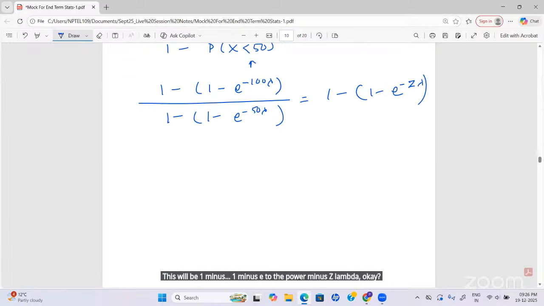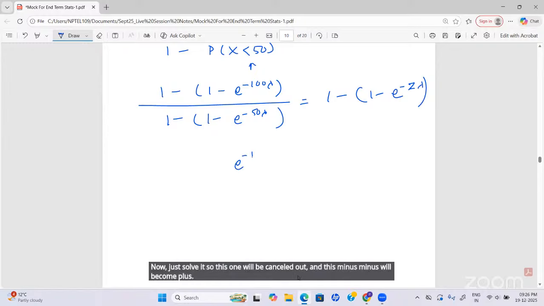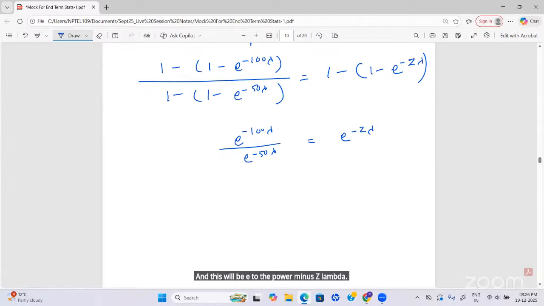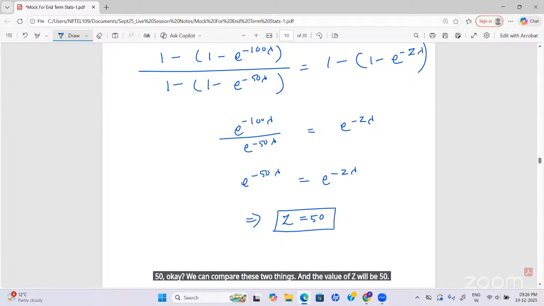Okay, now just solve it. So this 1 will be cancelled out and this minus will become plus, and this will be e to the power minus z lambda. If you solve it, this will be e to the power minus 50 lambda plus e to the power minus 100 lambda. So now tell me what will be the value of z here? 50. Okay, we can compare these two things, and the value of z will be 50. Anyone has any doubts?